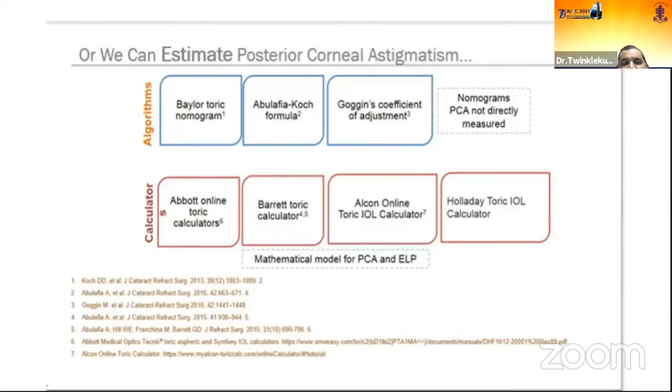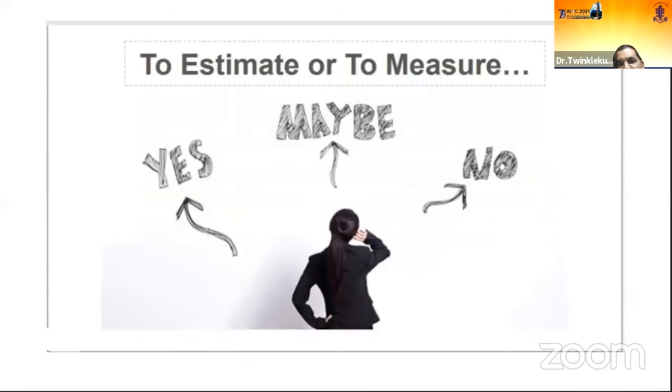Now we have two things. We are able to measure the PCA, and second, we have so many nomograms that estimate the PCA powers. So the Baylor nomogram, Abulafia-Koch formulas, Næser's coefficient adjustment, or so many toric calculators are also incorporating these algorithms by themselves. Now we are confused whether we have to estimate or we have to measure the posterior corneal power.